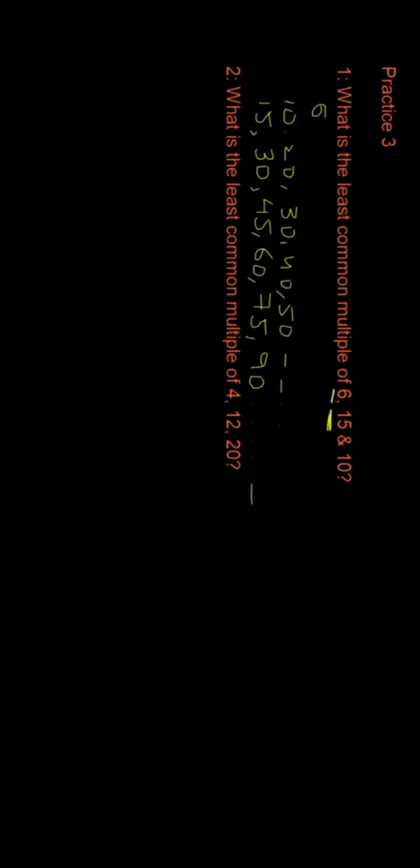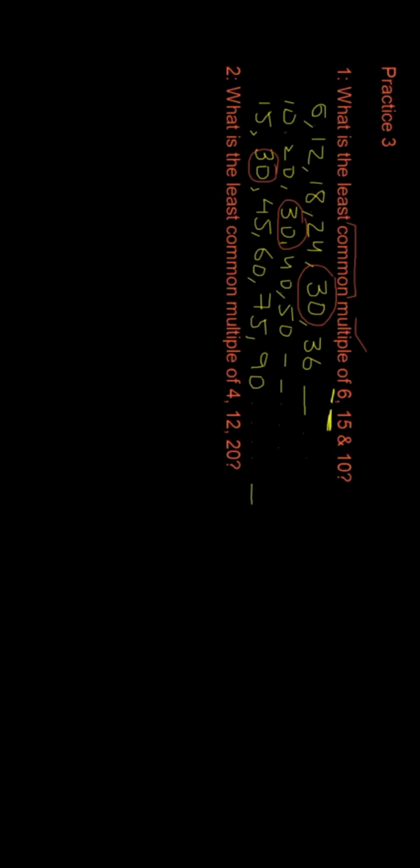Table of 6: 6, 12, 18, 24, 30, 36, and so on. What's common over here? They want the common multiple. We've written down the multiples already. As we can see, 30 is common in everything. 30 is common in everything.